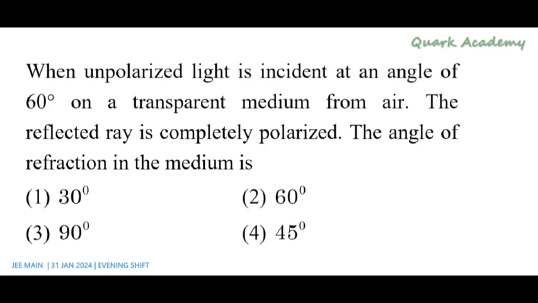This question is related to polarization. Initially, an unpolarized light is incident on a transparent medium from air with angle of incidence 60 degree, and the reflected ray is completely polarized. Here, that point you should note. We need to find the angle of refraction in the medium.